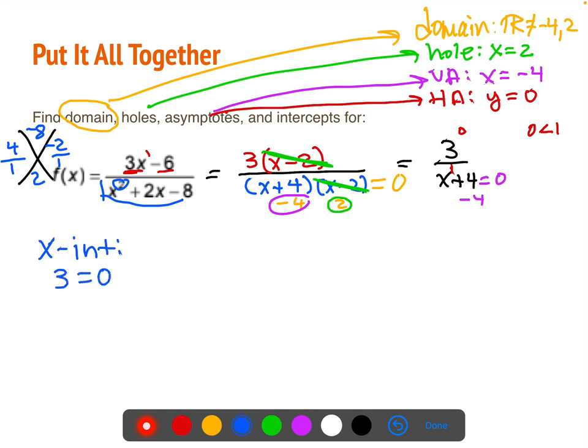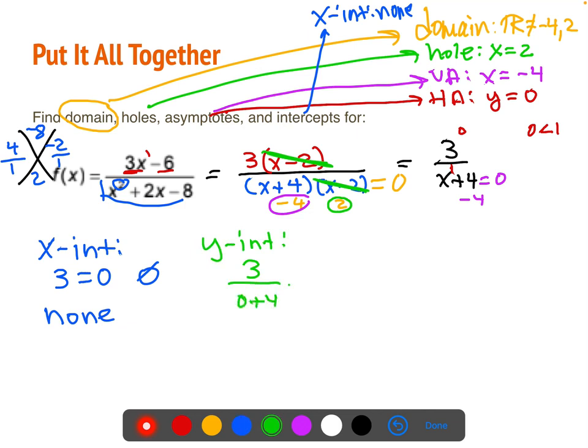Now, intercepts. The x-intercept you get by setting the top equal to 0. Well, 3 equals 0 makes no sense at all because 3 never equals 0, so there is no x-intercept. And I'm going to have to put him over here a little bit. X-intercept, none.